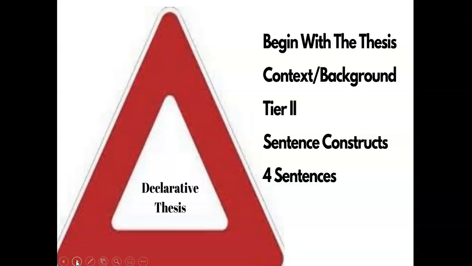So this way, it avoids them from doing a couple of things. Putting a restriction on it ultimately prevents them from doing the 11 sentence introduction, the 1 sentence introduction that's inadequate, the 1 block paragraph. So giving them some real good parameters. So in this case, you begin with the thesis, sprinkle in the context and background, focus on the tier 2 level vocabulary, manipulate the sentence constructs, 4 sentences. I'm going to bypass this because we're not doing declarative for literary analysis.